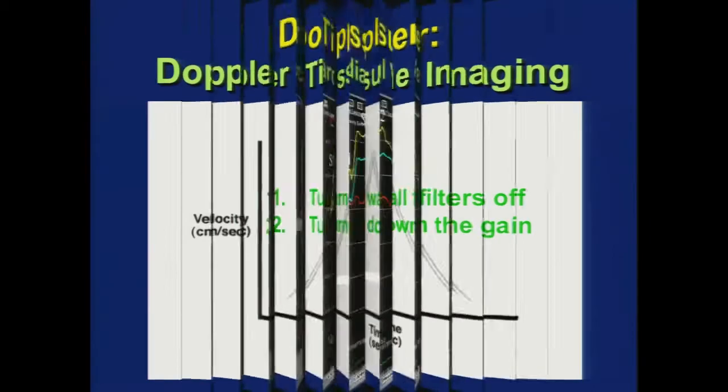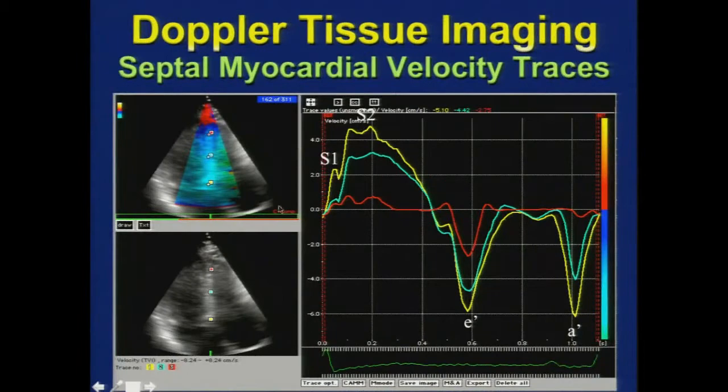And here's an example of septal myocardial velocity tracings, where the sample volume here is placed in the base, here is the mid, and red is the apical portion of the septum. We see the systolic velocities towards the apex or transducer. Here we see the early diastolic relaxation velocity, or E prime velocity, and then the late diastolic myocardial velocity associated with atrial contraction, or the A prime velocity.